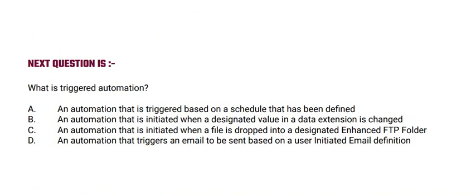Next question is, what is triggered automation? Options are: option A, an automation that is triggered based on a schedule that has been defined. Option B, an automation that is initiated when a designated value in a data extension is changed. Option C, an automation that is initiated when a file is dropped into a designated enhanced FTP folder. And option D, an automation that triggers an email to be sent based on a user initiated email definition. The correct option is option C.